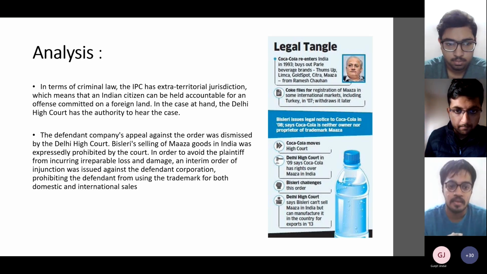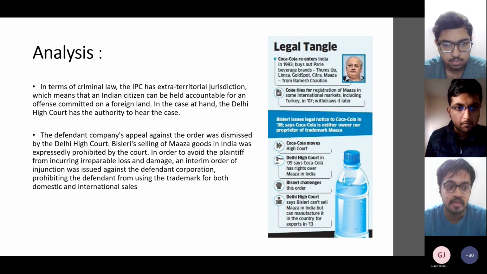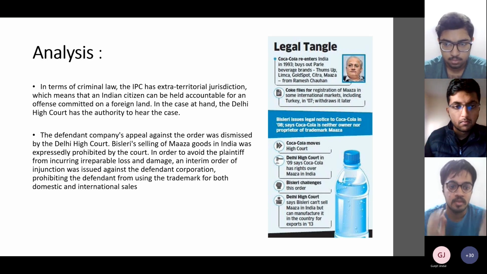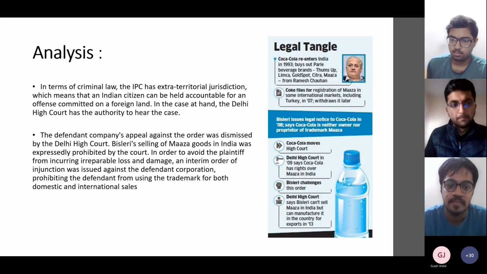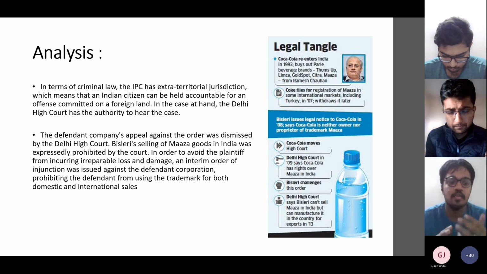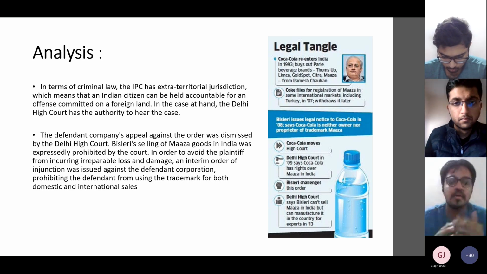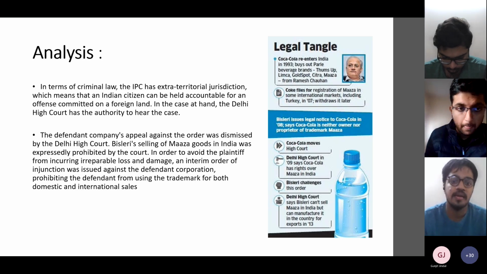The defendant company's appeal against the order was dismissed by the Delhi High Court initially. Basically, selling of Mazda goods in India was explicitly prohibited by the court, which means that the court explicitly said that you cannot sell the goods in India, which was true from the agreement that they had earlier. And in order to prevent the plaintiff from incurring irreparable loss, an interim order of injunction was passed that they could not produce the Mazda goods and could not sell in India or even export it outside.